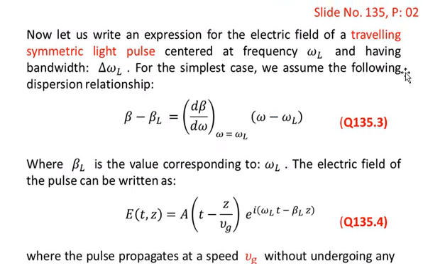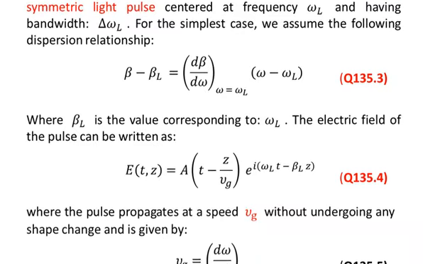Okay, so for the simplest case, we assume the following dispersion relationship for the pulse. That is, beta minus beta L is equal to the derivative of beta with respect to omega times omega minus omega L. I have given you a proof of this equation. Where beta is the value corresponding to omega L, the electric field of the pulse can now be written as.